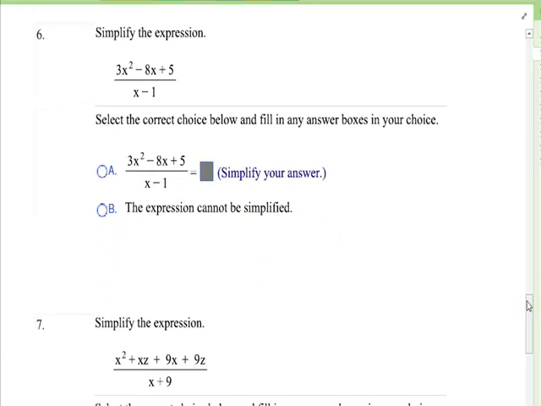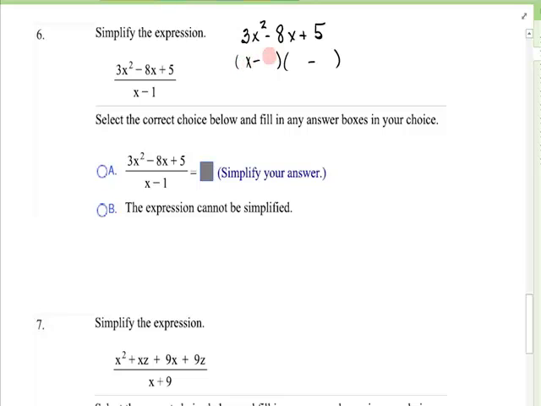All right, let's look at number 6. Simplify. That tells me I need to factor to see if I can reduce. The numerator, I'm just going to work on the numerator for a minute. I have 3x squared minus 8x plus 5. There's no common factor, but I'm going to work on my trial and error. The last sign is plus. That means it's either plus plus or minus minus, and in this case, it's minus minus.